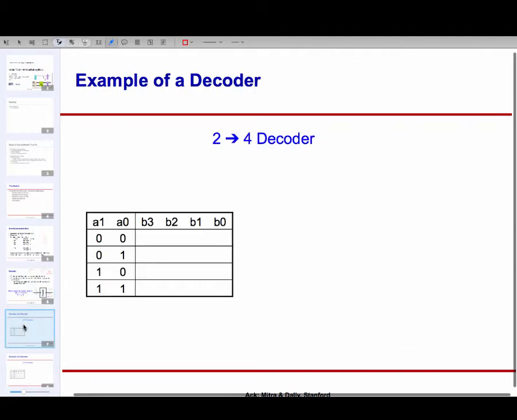So let's try to implement this function. Okay, so let's try to implement a 2 to 4 decoder, right? So I'm taking n equal to 2. I'm taking a 2-bit number, and by the time I one-hot encode it on the output, I'll have 4 bits. So 2 bits on the input, 4 bits on the output. So the decoder is usually written like this: 2 to 4 decoder. Or more generally, it would be written as n to 2 to the power n decoder.